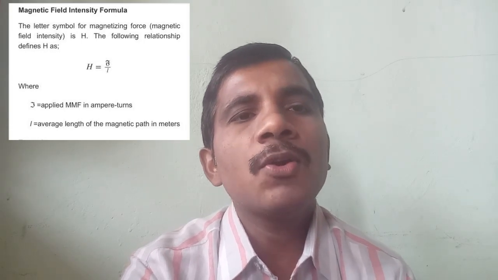Next, another property of magnetic material is magnetic field intensity or magnetic field strength, denoted by H. It is defined as magnetomotive force per unit length. H is given by MMF by length. You know that MMF equals Ni, so H equals Ni by L. That is, magnetomotive force per unit length is called magnetic field intensity or magnetic field strength. The unit of magnetic field intensity is ampere turns per meter.